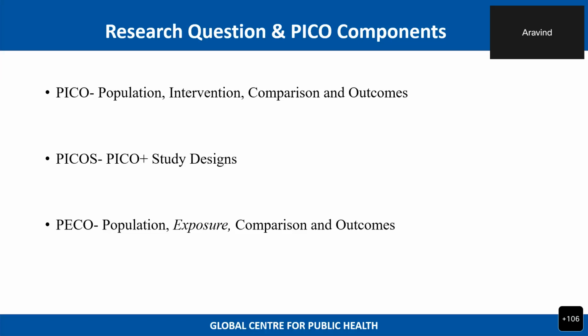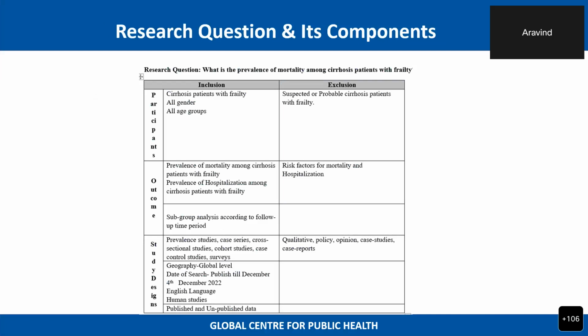So first example, let us take the prevalence study, a descriptive study itself. Again, I'm just taking this example which we are working on. What is the prevalence of mortality among cirrhosis patients with frailty? So this is my refined research question. Now, this is a descriptive question. In a descriptive question, we won't have an intervention or comparator group. So it will be only the population and the outcome straight away.